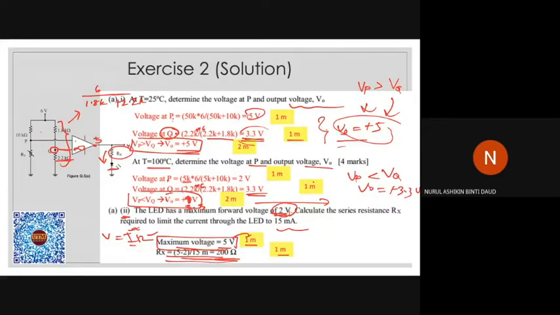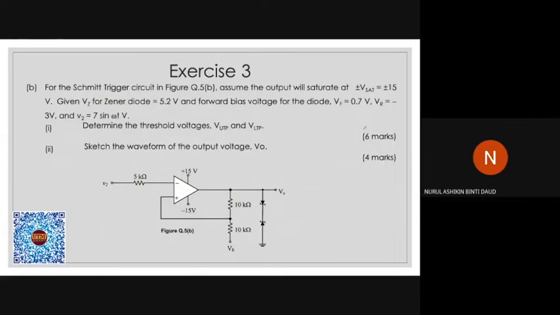We try to finish at 9:15, so that we can proceed with chapter 7 next after this. Okay, so let's look at exercise 3.